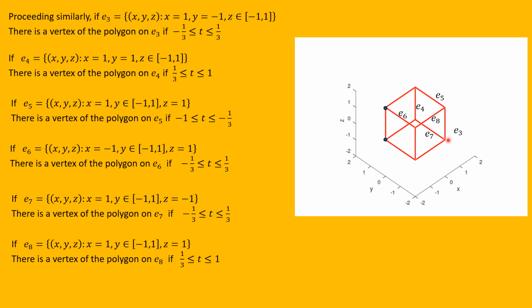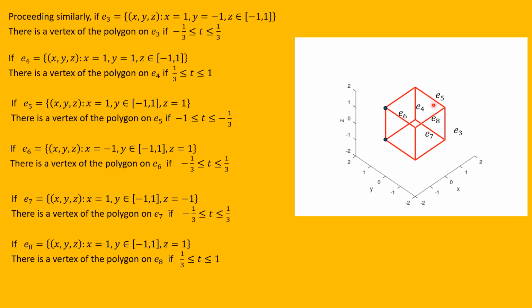Y equals minus 1 is also right here. We don't move in this direction because that would change y. So y is minus 1 here, and z can be anything between minus 1 and 1. So E3 is this vertical edge here. Similarly, we can find E sub 4, which is right here.